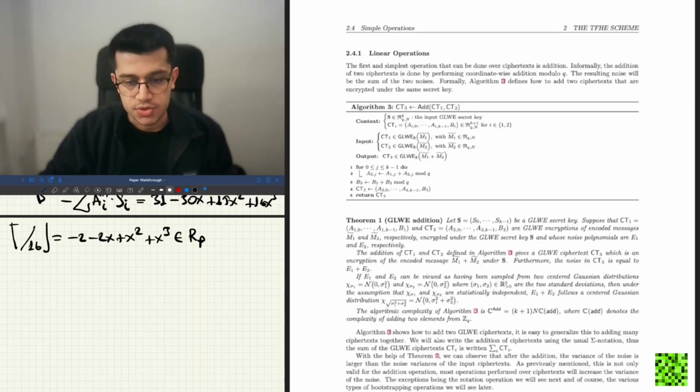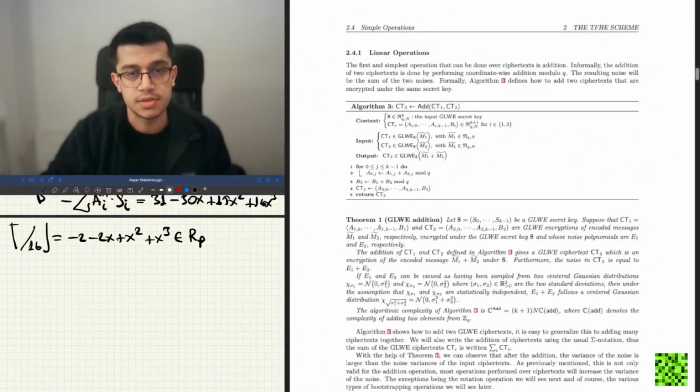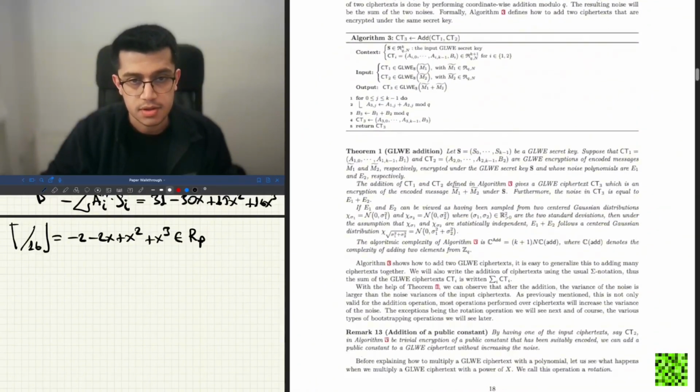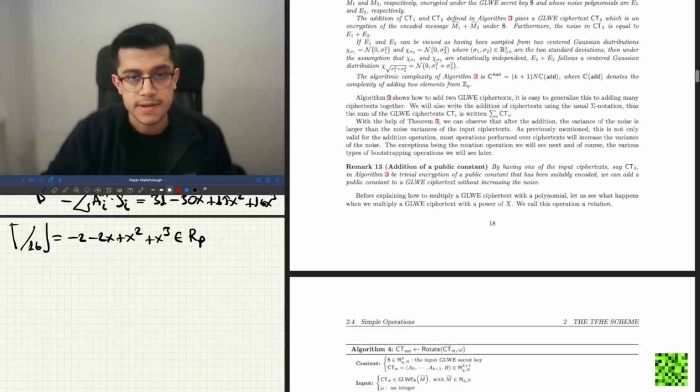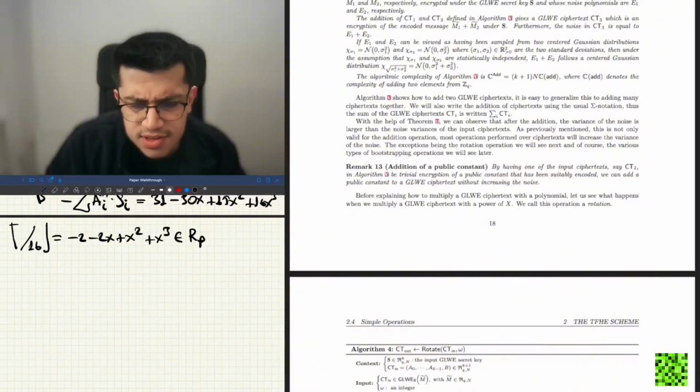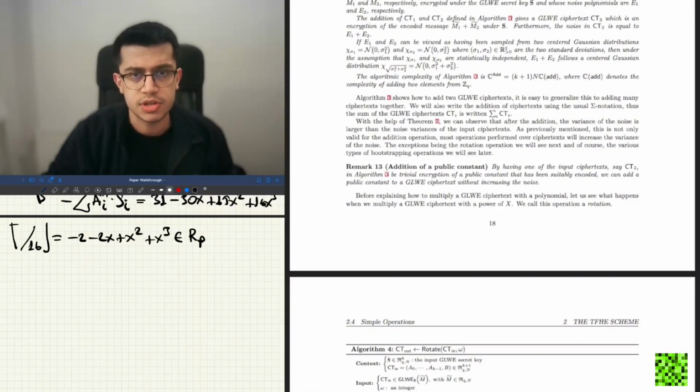All right, let's get back to the notes in the handbook. We have another algorithm for addition of a public constant. Let's see what it is. By having one of the input ciphertexts, say CT2 in the algorithm, be a trivial encryption of a public constant that has been suitably encoded, we can add a public constant to a GLWE ciphertext without increasing the noise.